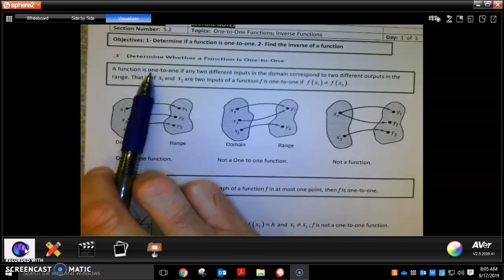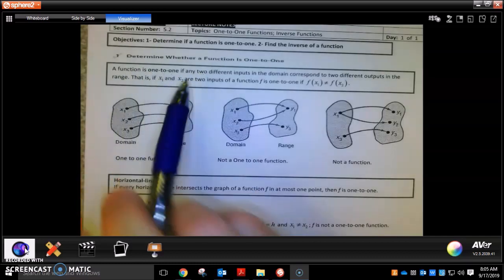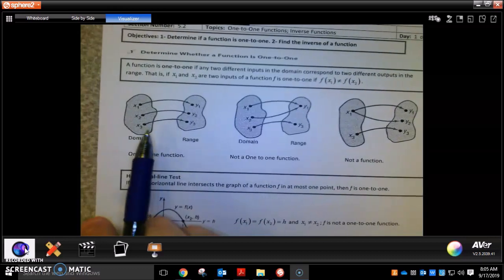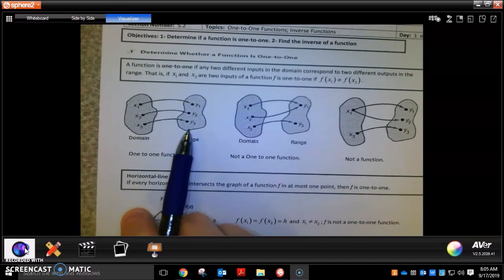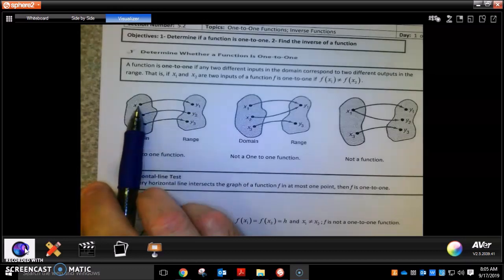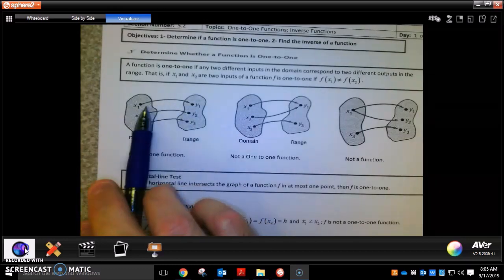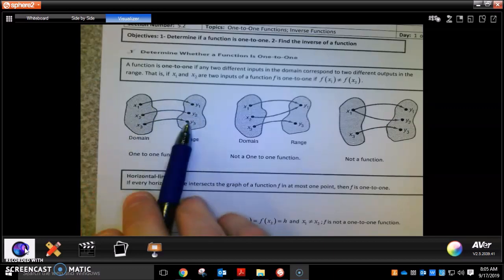A function is one-to-one if any two different inputs always give you two different outputs. So for example, this mapping right here, this would be a one-to-one function. Every x gets one unique y that it's paired up with. So this is 1 to 1.